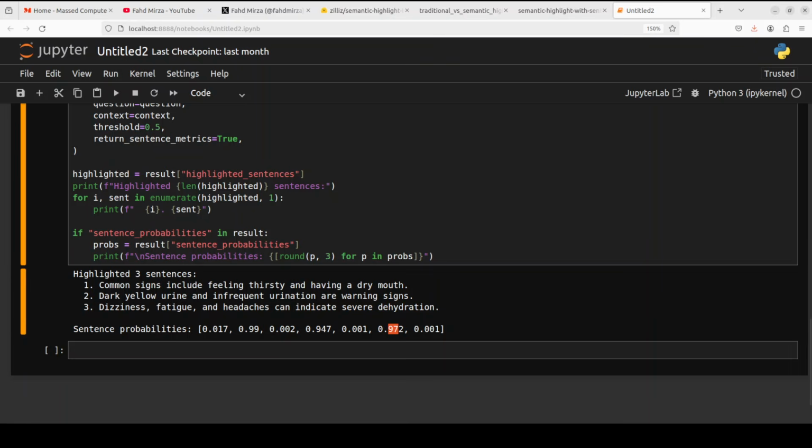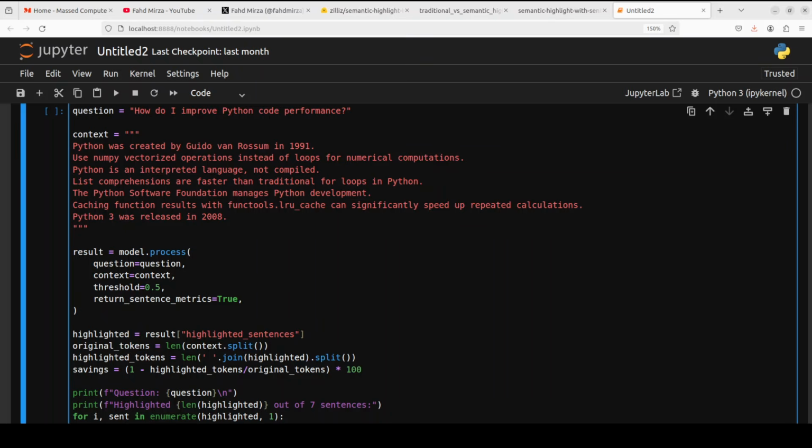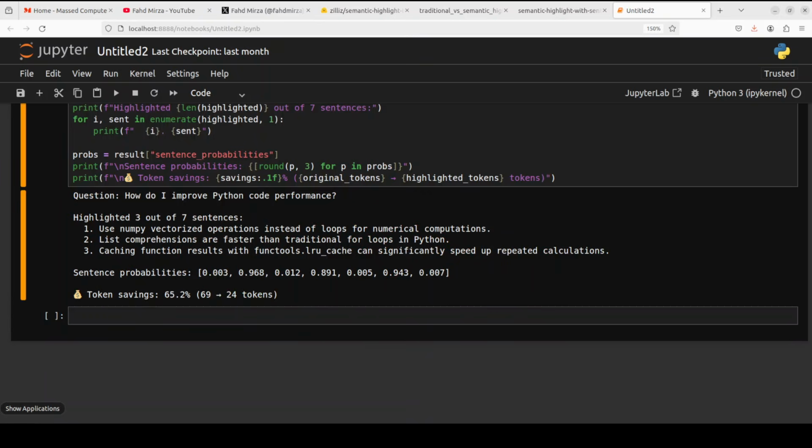Let's do another example. So this is another example, and if you look at the question, it is asking about performance, but the relevant answers use completely different words like vectorized operations or maybe faster and speed up. Traditional keyword search would miss these entirely because they don't contain performance, but semantic highlighting with the help of this model should understand that they are all talking about the same concept here, if you just go through it. So let's run this to see what happens.